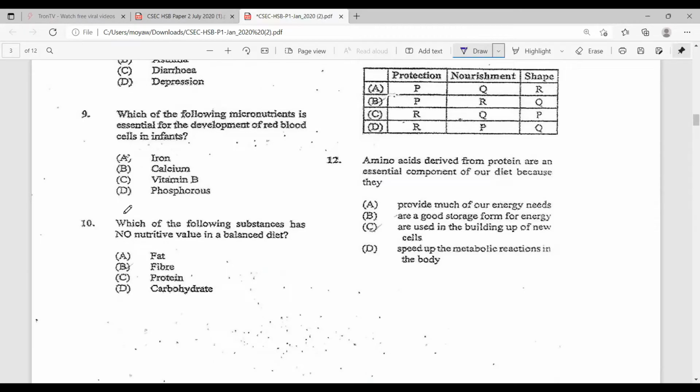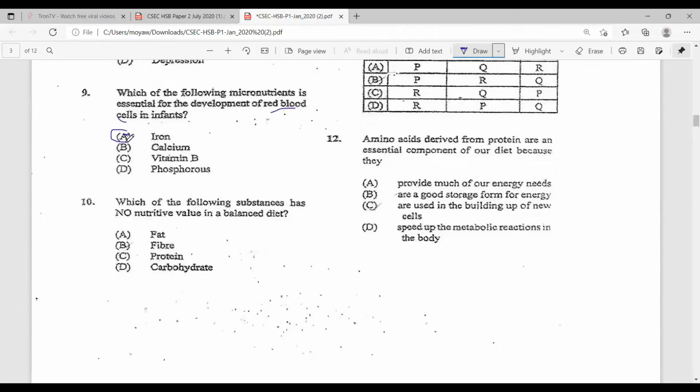9. Which of the following micronutrients is essential for the development of red blood cells in infants? So we have A, iron, B, calcium, C, vitamin B, and D, phosphorus. So the best option here would have been iron, because they're talking about the development of red blood cells. Remember, hemoglobin contains iron, and if a person doesn't have enough iron, they'll become anemic. They'll have anemia, which would reduce their red blood cell count, and that's why iron is the best option here.